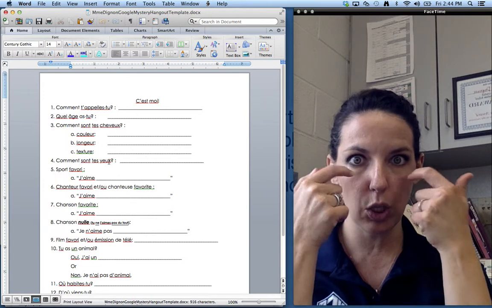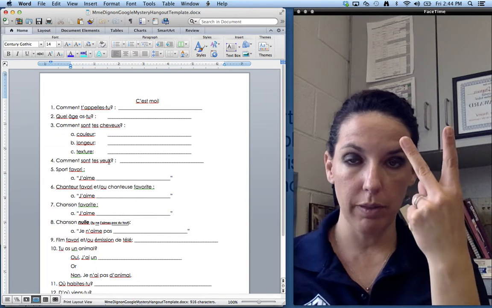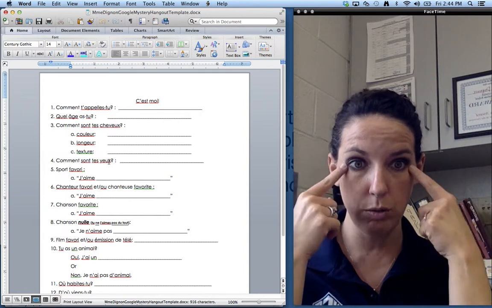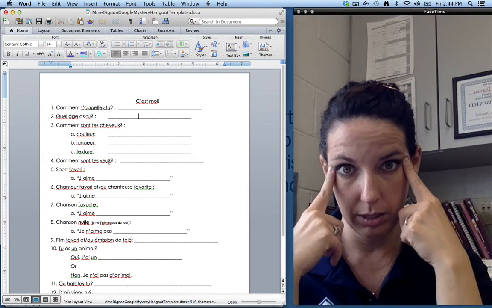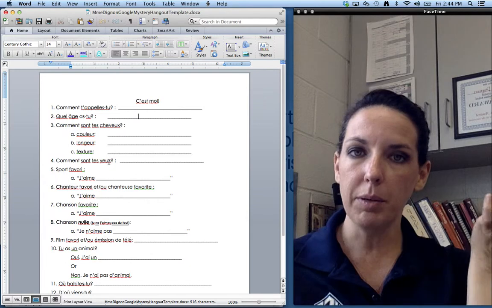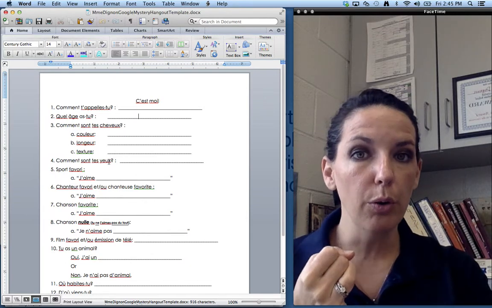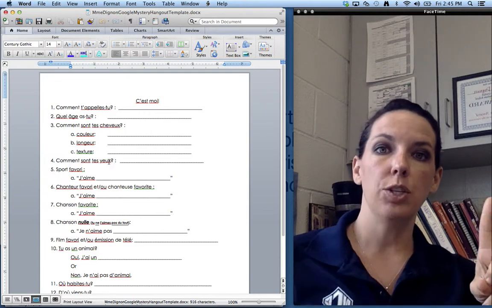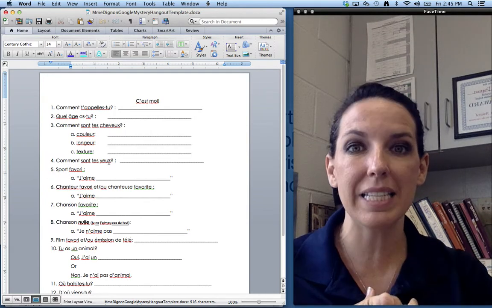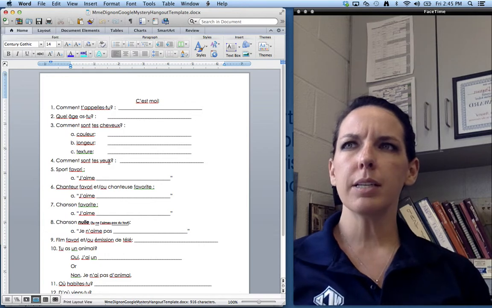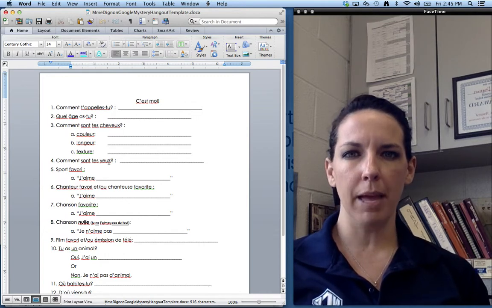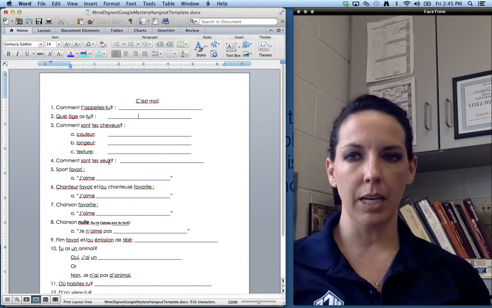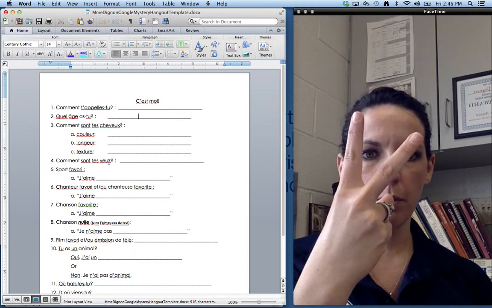Once you've done that, we're going to move on to comment sont tes yeux? Remember, we have 2 of them. We are not a Percy Jackson character with the Cyclops, right? So we have 2 eyes, and they are a color. So we want to put our color in. Comment sont tes yeux? Ils sont bleus. J'ai les yeux marrons. J'ai les yeux verts. J'ai les yeux noisettes. What does noisette mean? 2 points for the person that remembers that.